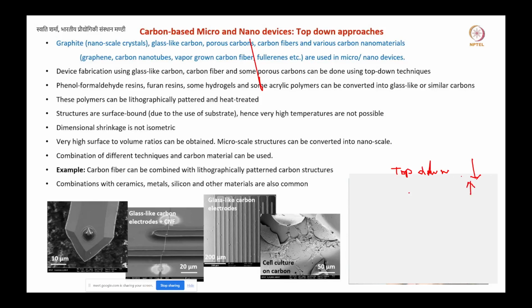Okay, in the manufacturing process. So, here the graphite, glass like carbon, porous carbons, carbon fibers, and various carbon nanomaterials such as your graphene, carbon nanotubes, vapor-grown carbon fibers, and fullerene are used in micro nano devices. So these are mainly what we have learned in this course: graphite, glass-like carbon, graphene, carbon nanotubes, porous carbons, activated carbons, carbon blacks. So these are prominently used in the field of micro nano devices.